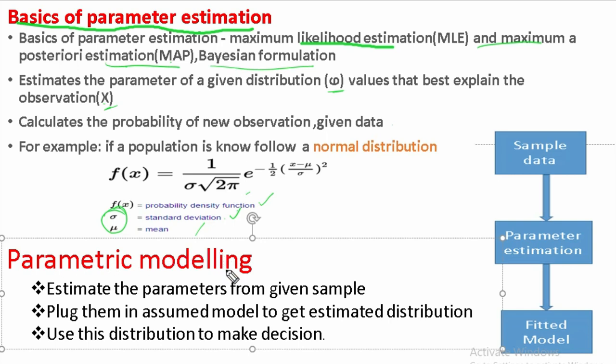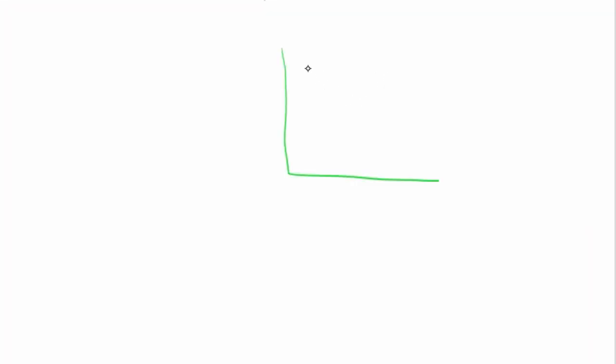So, in parametric modeling, the first thing which is done is to estimate the parameters from a given sample, plug them in the assumed model to get the estimated distribution, and use this distribution to make the decision. I'll give you one more example of parameter estimation.